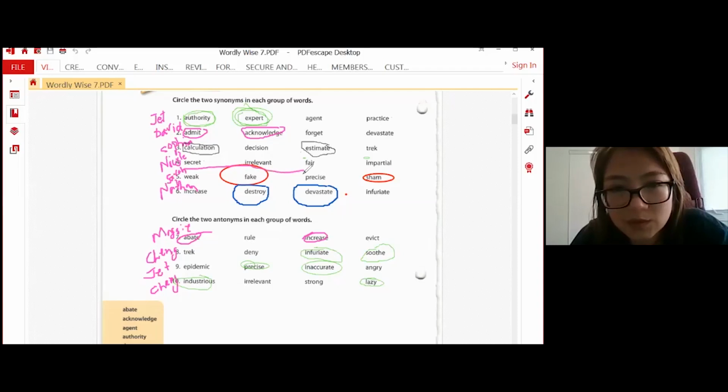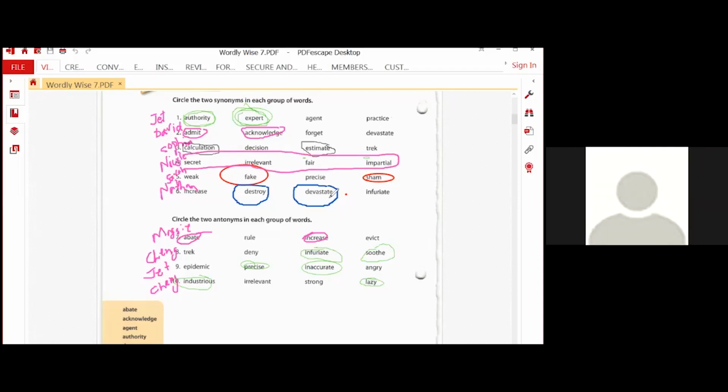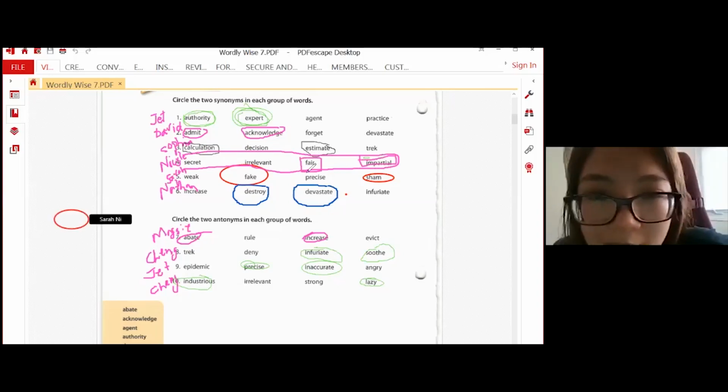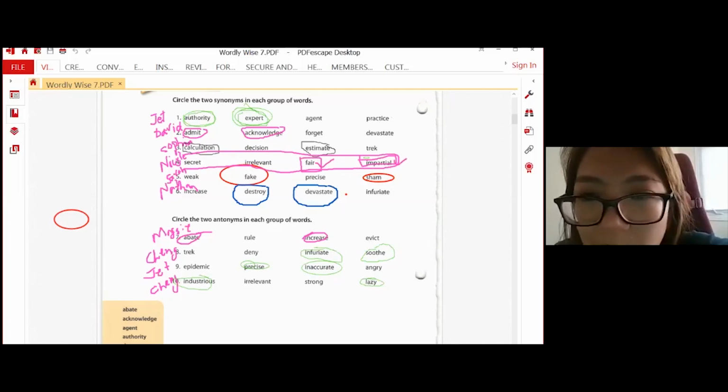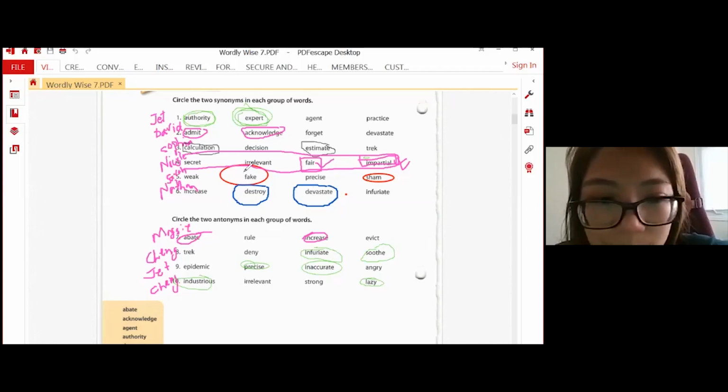So which one sounds the same to you? Fair and impartial? Yeah, fair and impartial. So Nicole, fair means like they are being fair. Impartial also means that they're not siding with anybody. So fair and impartial means almost the same. Okay, Nicole? Yeah. Okay. Good job, everybody.